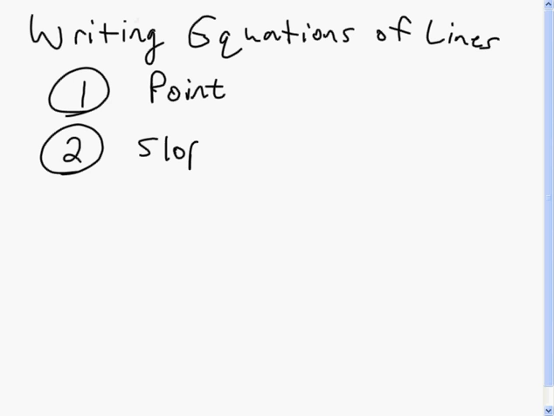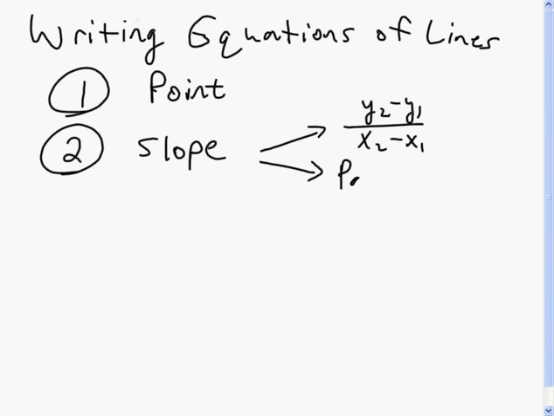Now, we've talked about different ways to get slope. You can use the formula y2 minus y1 over x2 minus x1, and there'll be some cases where you'll have to use that formula. Or you may have to use what we talked about in the last section about lines being parallel or perpendicular. Once you have a point and the slope, then you can use the point-slope formula.